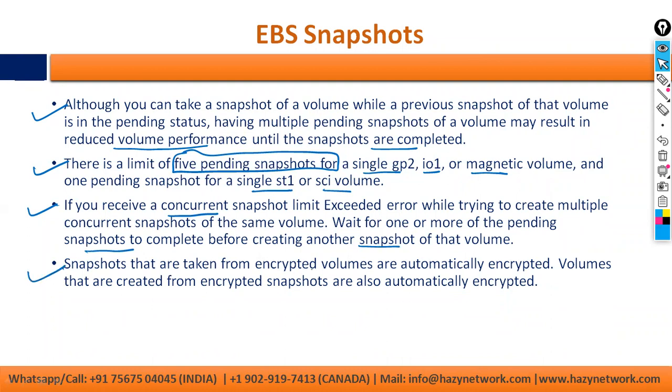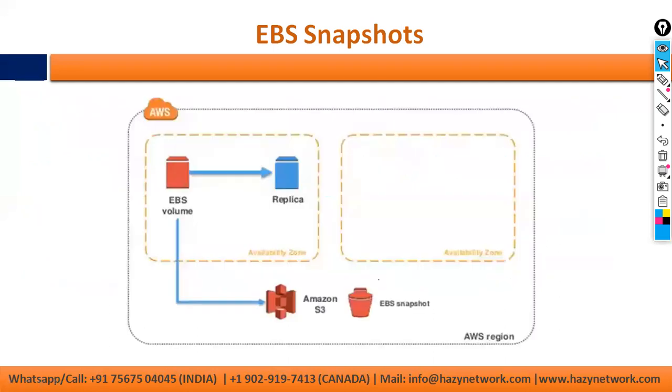Snapshots that are taken from encrypted volumes are automatically encrypted. Interview question. If any EBS volume is encrypted and you're taking a snapshot of that particular EBS volume, your snapshot will be automatically encrypted. Volumes that are created from an encrypted snapshot are also automatically encrypted.